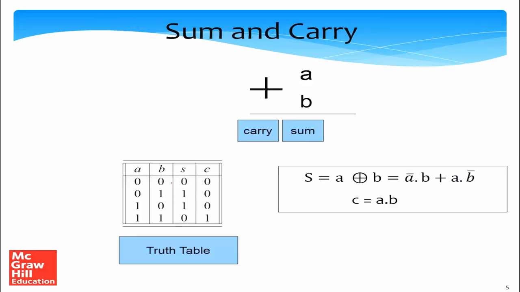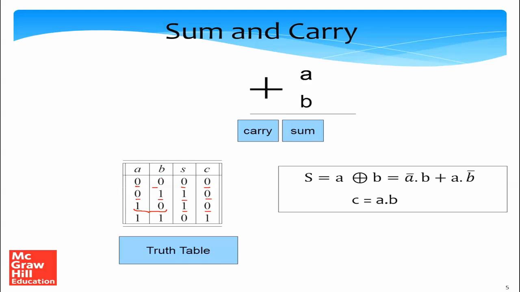If I draw a simple truth table of what are the values of A and B and what is the sum and carry, we see if A and B are 0 and 0, the sum is 0, the carry is 0. If A is 0 and B is 1, the sum is 1 and carry is 0. Likewise, if A is 1 and B is 0, the sum is 1 and the carry here is 0. And lastly, if A is 1 and B is 1, the sum is 0 and the carry is 1. So the sum is LSB, mind you, and the carry is the MSB.